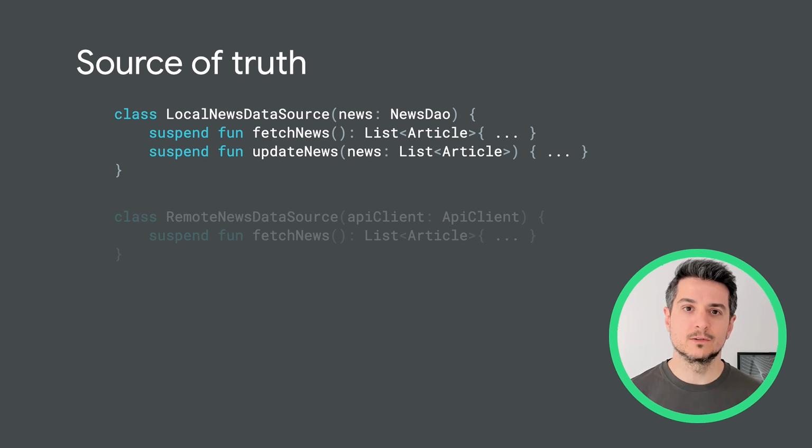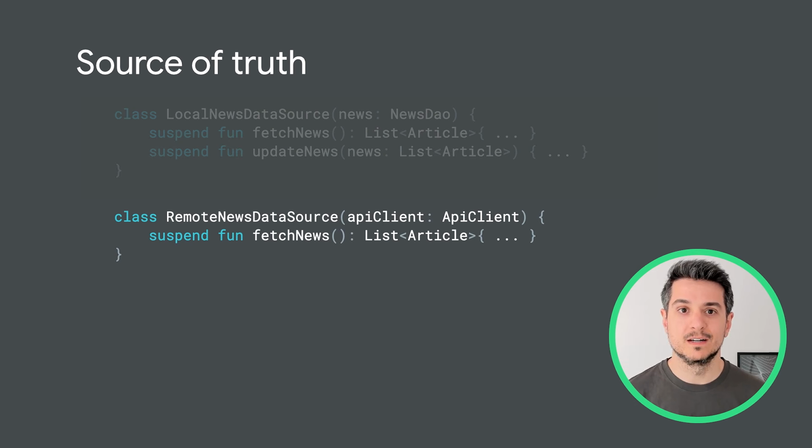Handling multiple data sources in a repository can get tricky. You need to choose a source of truth and make sure that it's always in a consistent state. Let's look at a concrete example. Let's say we have two sources of data for news. Local news data source depends on a room database and can return a list of articles or update them. Remote news data source depends on an API client, for example, a retrofit client. This one can only fetch news.